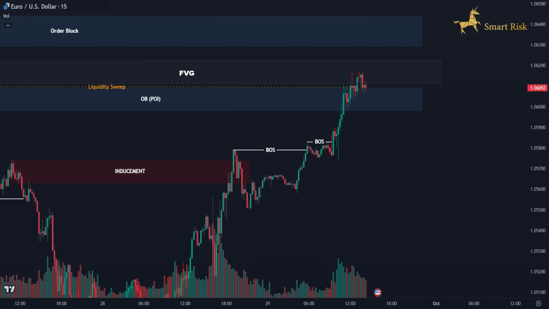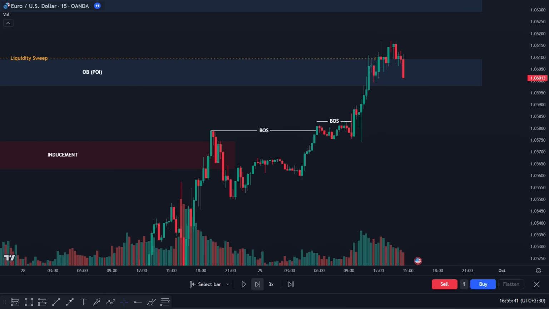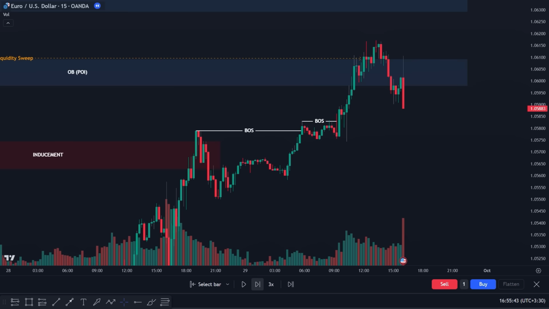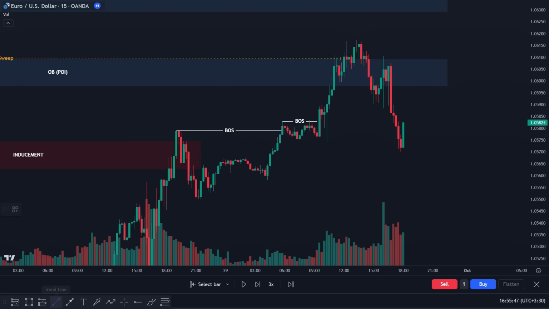In the next step, we should wait for the price to form a change of character or any market structure shift sign. So, let's play out the chart and see what happens next. Now, as you can see, after the mitigation of the point of interest, the price was pushed lower and formed a change of character by closing below the most recent structure.